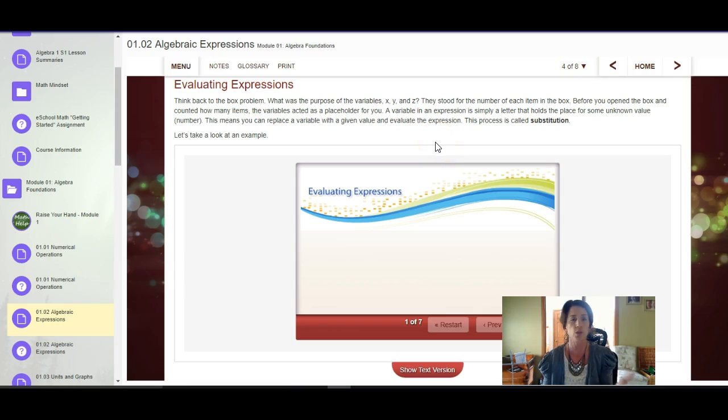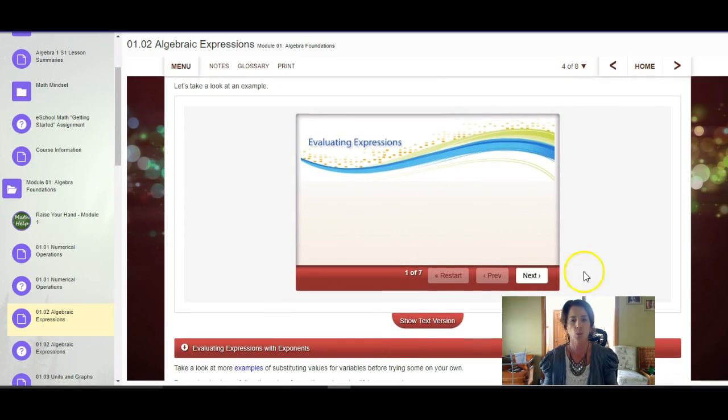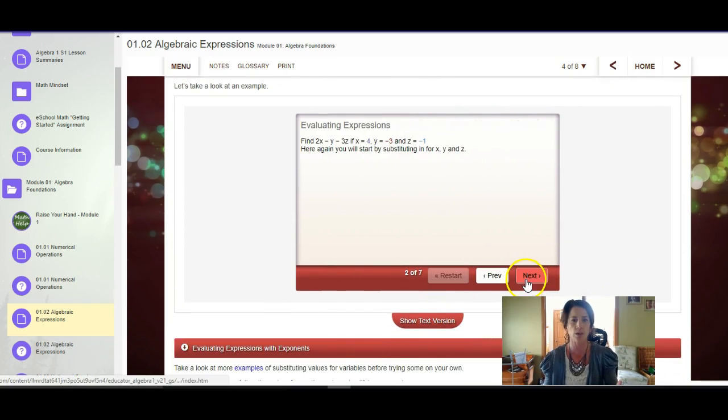So definitely if you go into an assignment and you're not quite sure, or you haven't written that definition down, or you haven't looked at the lesson summary, go back and do that before you just choose one of the answers for vocabulary. But substitution, we're going to use that word a lot in algebra. So work through these examples again. You can see here, evaluating an expression. So write these examples down.